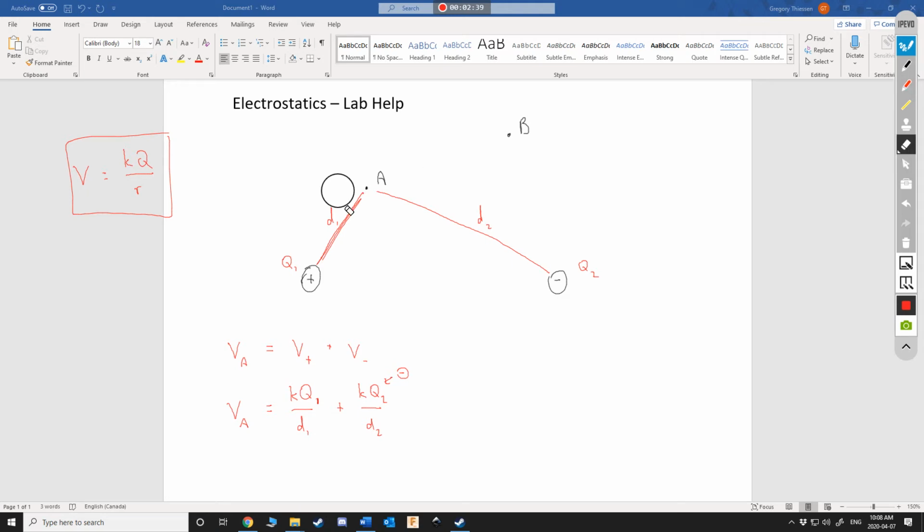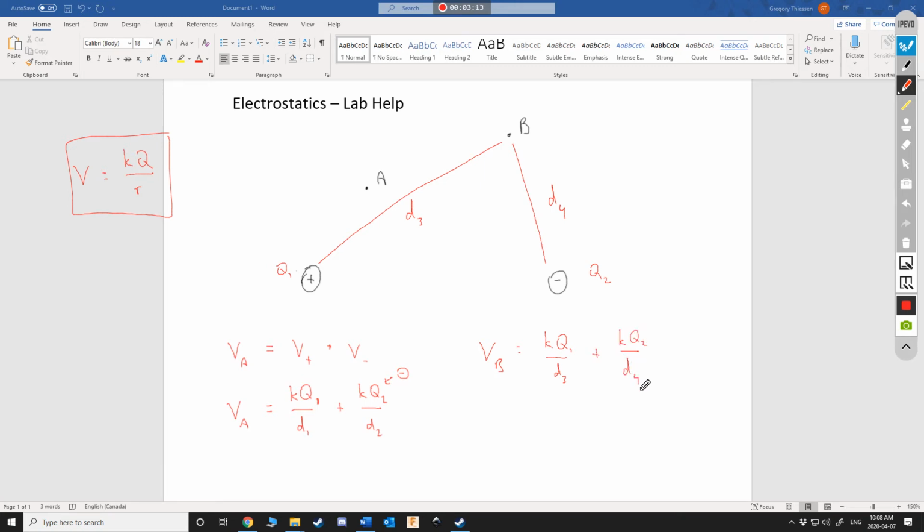Afterwards, we need to find the potential at B. Okay, we're still going to call this Q1, and this is Q2. To find B, we ask what this distance is. We'll call that d3, and this distance is some d4. So the potential at B is going to equal kQ1 divided by d3, plus kQ2 divided by d4. So we're getting a different value for the potential at VB.